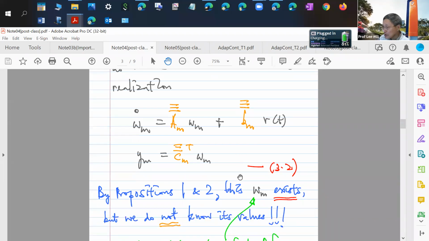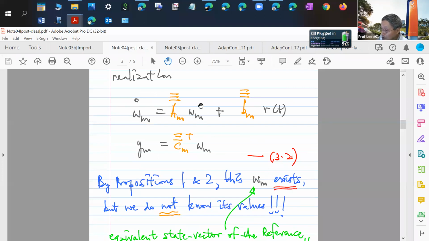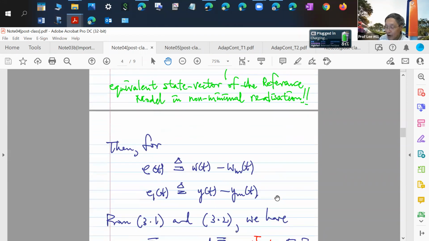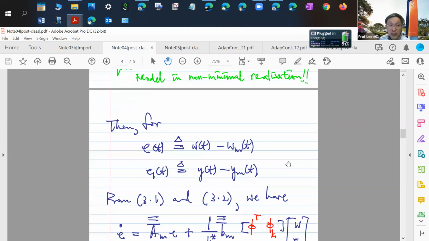So even though the state variable system, the 2n order non-minimal realization of your reference model, exists, all that you know is that it exists, but you cannot set it up. But never mind. Even then, we can still use it for analysis. So we still can say, I'm interested in the state tracking error, which is from your 2n order non-minimal realization state variables.